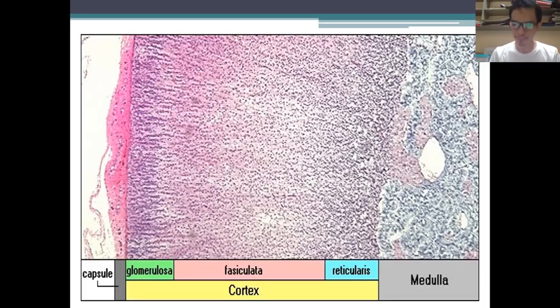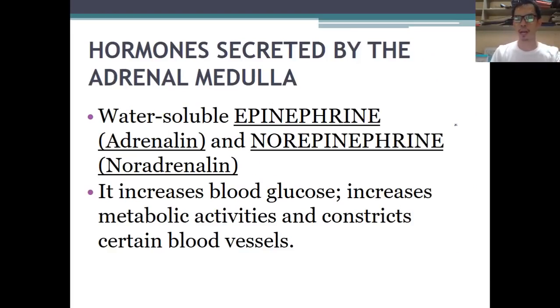Alright, next one. So if we're going to dissect these adrenal glands, we have two different regions of it. So we have one, this is the adrenal cortex, and two, this is the adrenal medulla. So meaning to say that the hormone secreted by the adrenal cortex is different from the hormone secreted by the adrenal medulla. Alright, so let's go on that.